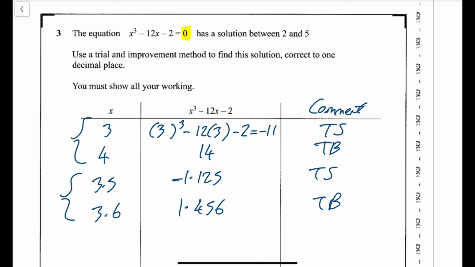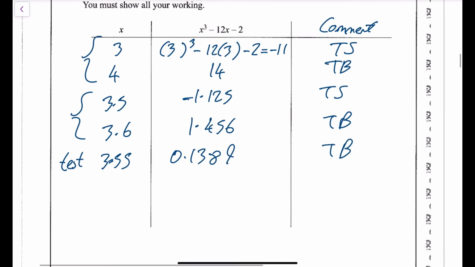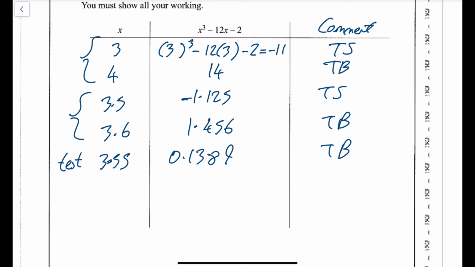So either one of these is going to be my answer, because I had to go to 1 dp. So you must test or check halfway in between. So 3.55. When I put that in, I got 0.31889, which was too big. So then if 3.55 was too big, then 3.6 would be way too big. So my answer is going to be 3.5 to 1 decimal place.